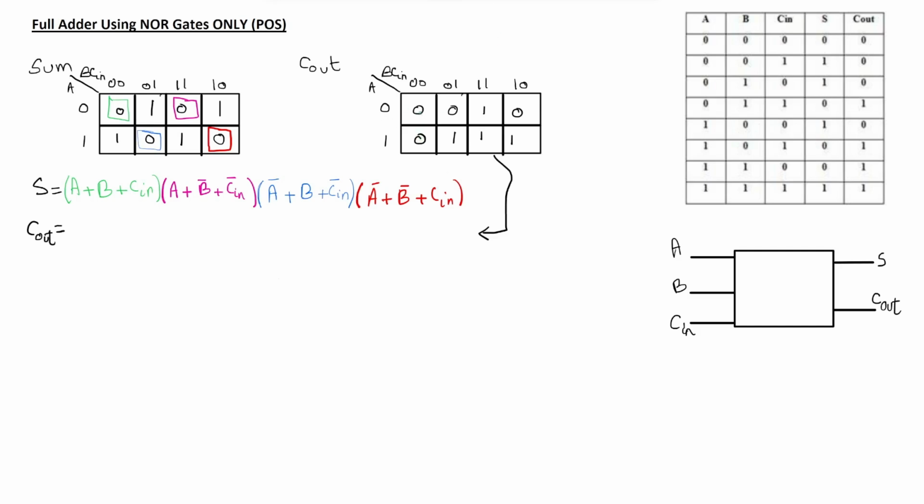This 0 here can be grouped with this one. And then this 0 here can be grouped with this adjacent one next to it. And then for this 0 here, we can group it with this one. For the group in green, A is changing from 0 to 1, so we don't have to worry about it. B is 0 and Cn is 0. So this will be B plus Cn.